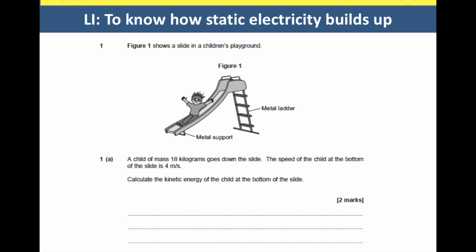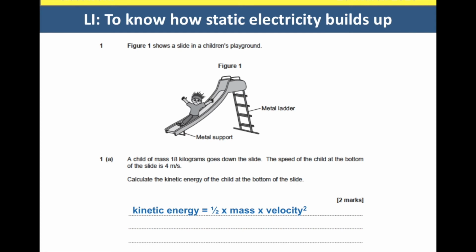So the first exam question says, Figure 1 shows a slide in a child's playground. A child of mass 18 kilograms goes down the slide. The speed of the child at the bottom of the slide is 4 meters per second, and we've been asked to calculate the kinetic energy of the child at the bottom of the slide. To begin this, we need to recall off the top of our heads what the equation for kinetic energy is, and you should remember that it's kinetic energy equals a half multiplied by mass multiplied by velocity squared. Velocity is of course speed in a certain direction.